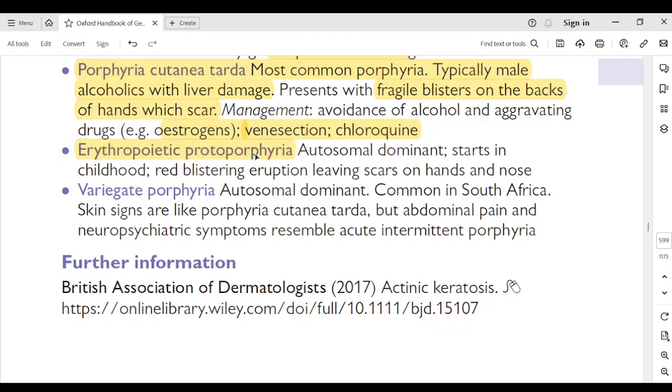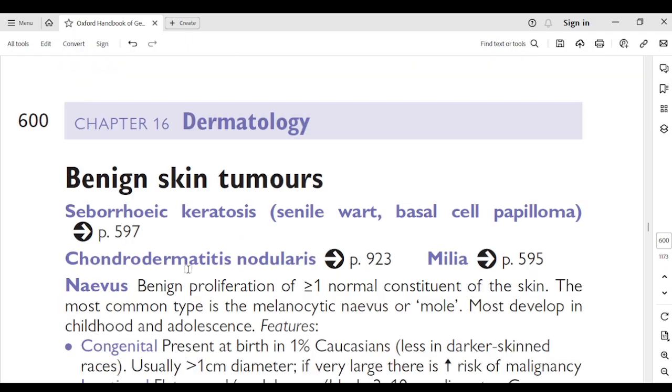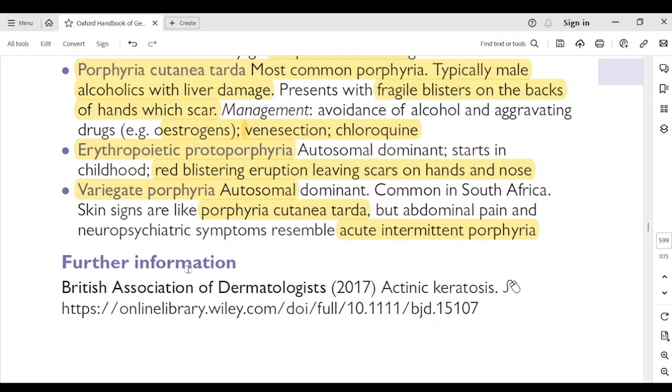Erythropoietic protoporphyria is autosomal dominant, starts in childhood, with a red blistering eruption leaving scars on the hands and nose. Variegate porphyria is an autosomal dominant condition, again common in South Africa. The skin signs are like porphyria cutanea tarda, that is fragile blisters on the back of the hands with scarring, but abdominal pain and neuropsychiatric symptoms resemble AIP. So variegate has both porphyria cutanea tarda and acute intermittent porphyria-like symptoms. Erythropoietic is the red blistering eruption leaving scars on the hands and nose, in childhood.